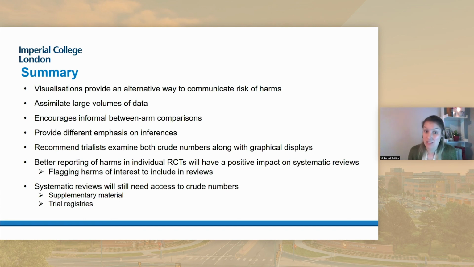systematic reviews, including harms, and incorporation of visualizations can potentially help flag potential harms of interest to include in future reviews. I know that these visualizations sometimes remove the numbers that are so important to systematic reviews, and of course they will still need access to this. So I think there is opportunity here to use the supplementary and registries for that.